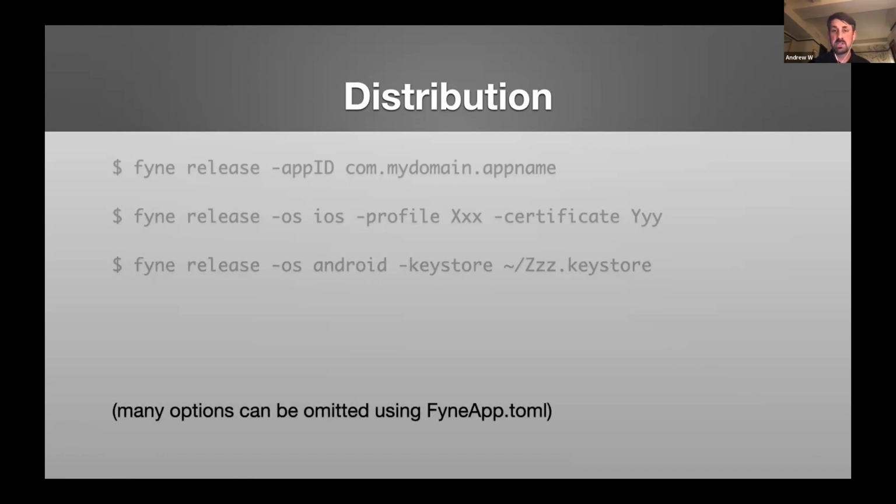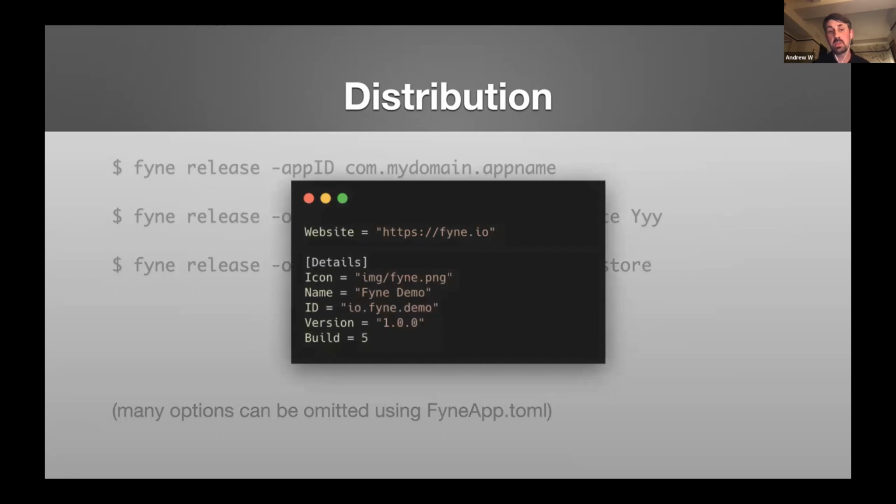A lot of this functionality requires a lot of typing on the command line and is subject to human error. So we created a metadata file called fyneapp.toml, and that just pulls this together so that you don't have to worry about always typing the right thing. This is a simple file like this. If you see one, you understand that you don't need to remember a lot of these parameters.